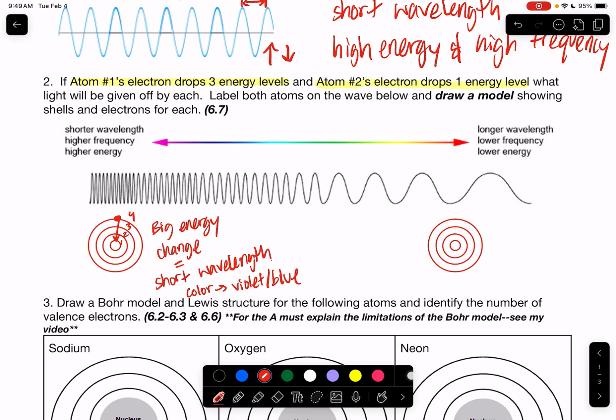And then the other atom drops 1 energy level. So for example, this could be, let me label these. This could be 3 to 2. It could be 2 to 1, 4 to 1. It doesn't matter. But what's important here is that it's a small energy change, which means this is a long wavelength. And we would see like a red, orange, yellow-ish color.